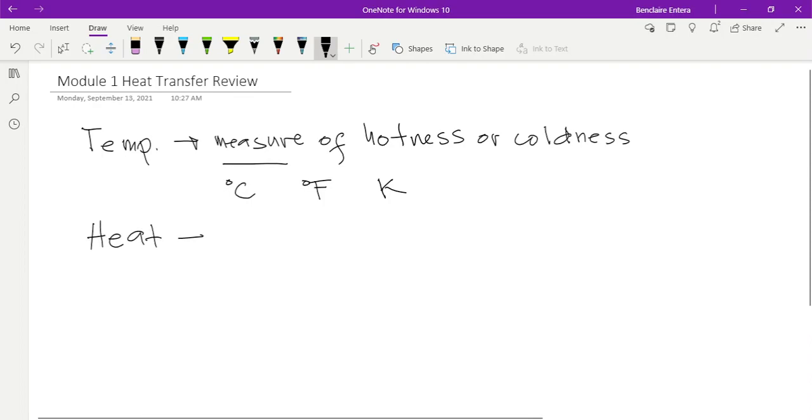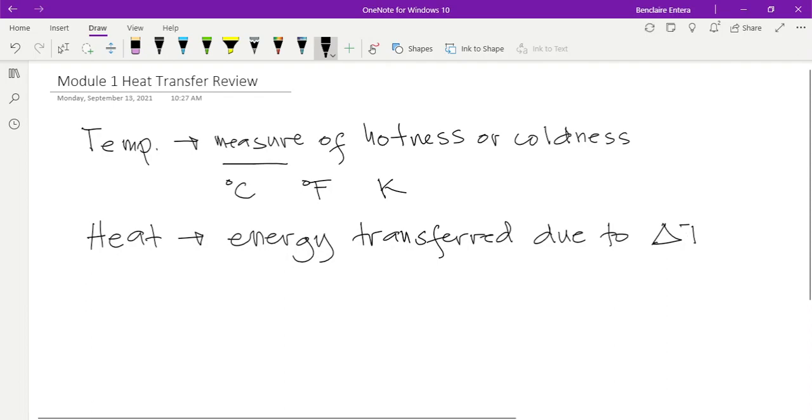while heat, on the other hand, is a form of energy. Heat is energy transferred. When you have a difference in temperature, then there is energy transfer. So heat is energy transferred due to a difference in temperature. So the body does not contain heat, but heat is the energy transferred when there is temperature difference.